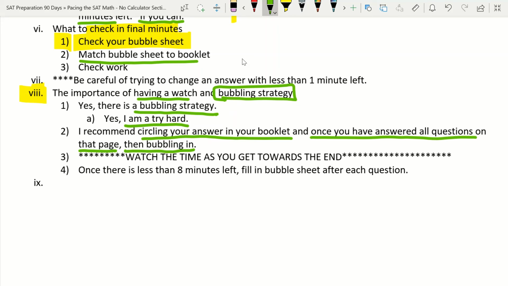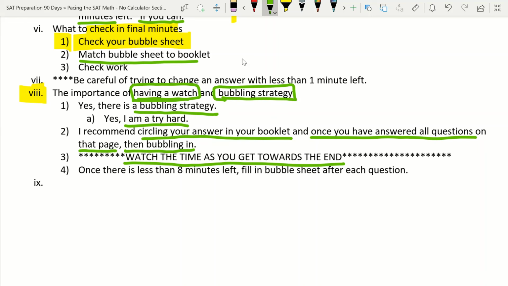Now, where does this get tricky? Well, the only way this really trips you up is if you don't watch the time towards the end. Let's say you're struggling to finish all the questions in time. Let's say you have 10 minutes left or 8 minutes left. In my opinion, this is the importance of having a watch. It has to be a mechanical watch, so I always start it at midnight. All my hands, the second hand, minute hand, and hour hand, will start at 12.